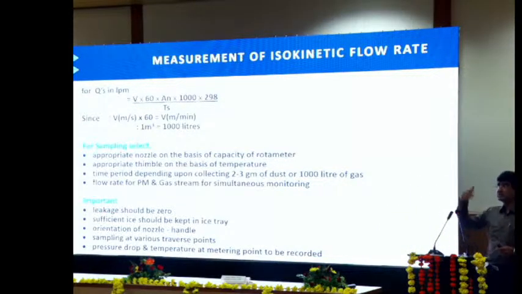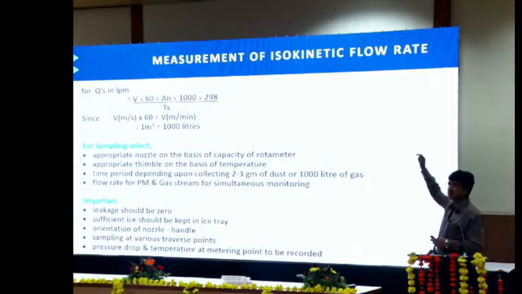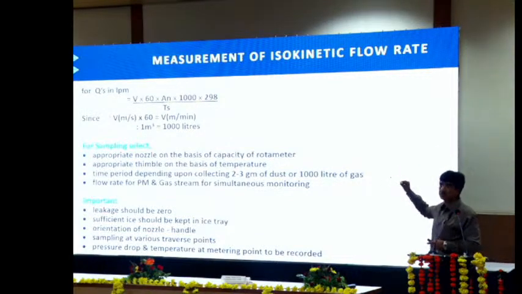Now suppose the temperature is still more, say 700. What will you do? Quartz. Quartz thimbles are available, silica thimbles are available, which can still withstand temperature beyond 700 degrees. There are sometimes ceramic thimbles also available, which are reusable, but probably we do not have them in India. But sometimes we have seen that ceramic thimbles are also available, which can withstand temperatures of the order of 1000 plus degrees also. So, depending upon how much is the temperature of the stack, we need to select the thimble.